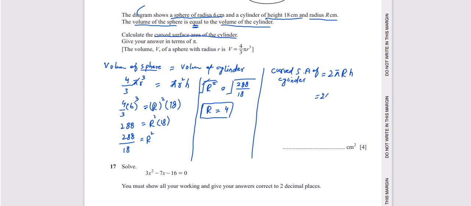2 pi is same because given answer in term of pi. So the R is 4 and height is 18. Calculate these values. 2 multiply with 4 and 4 multiply with 18, that is equal to 144 pi. So the final answer is 144 pi.